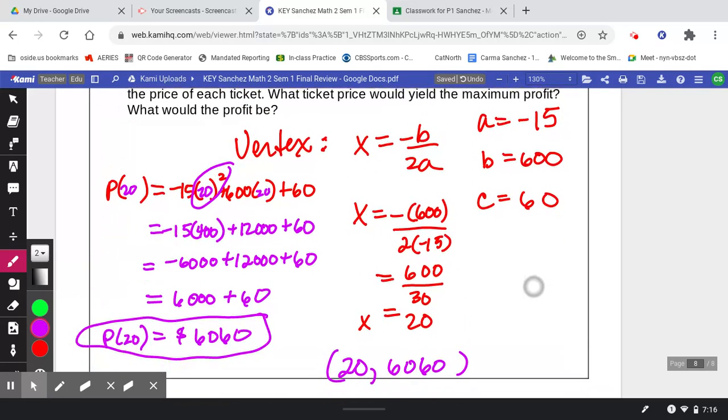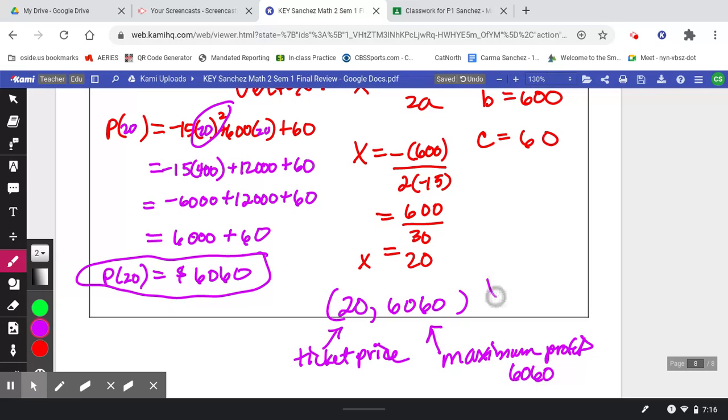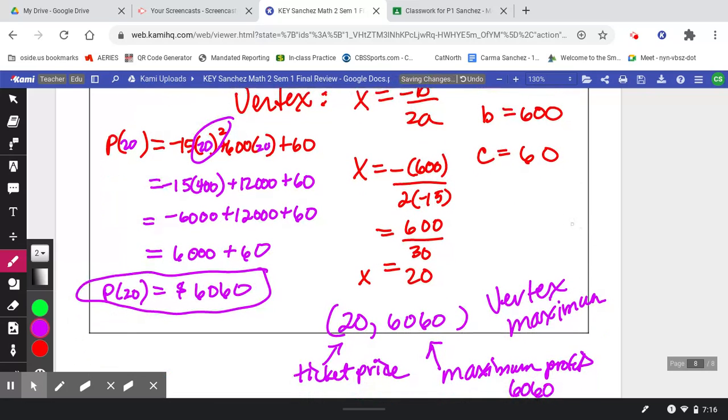What ticket price would yield the maximum profit? So a ticket price of 20 would yield the maximum profit of 6060. And so the vertex is a maximum in this case because it's a negative 15x squared, or an upside down parabola, where that maximum is 20, 6060.